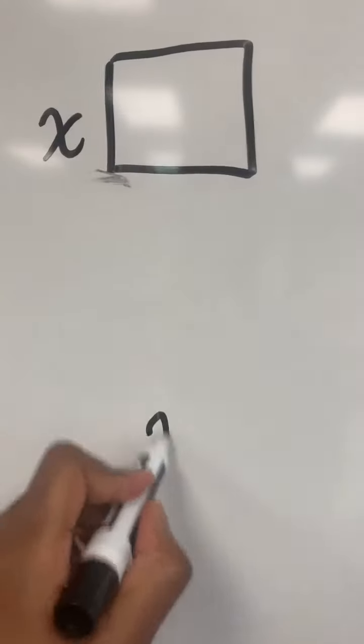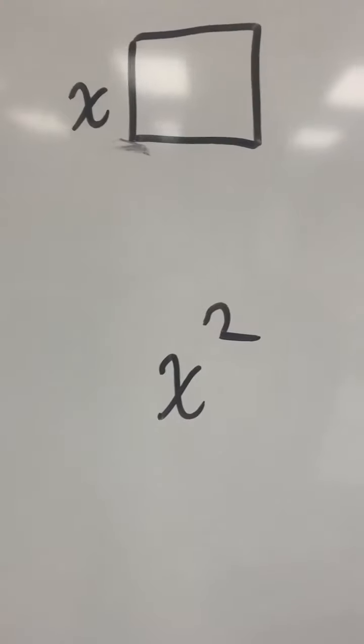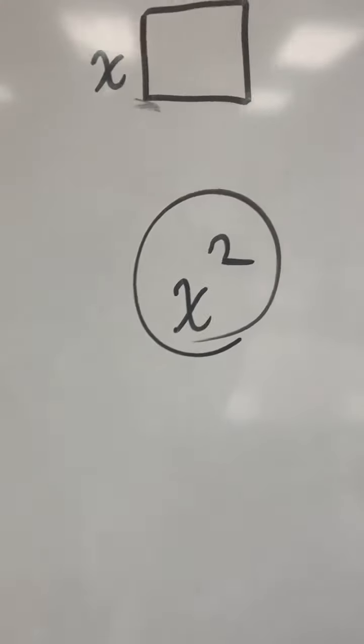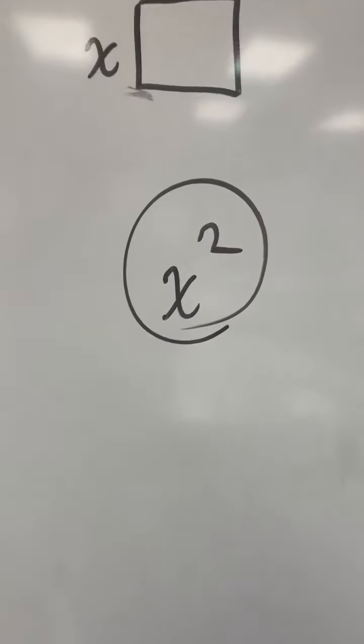Now, for any square, I don't care what number it is, if I put an x there, then basically the area is going to be x to the second power. And that'll give you the area of any square. That's why a second power is considered a square.